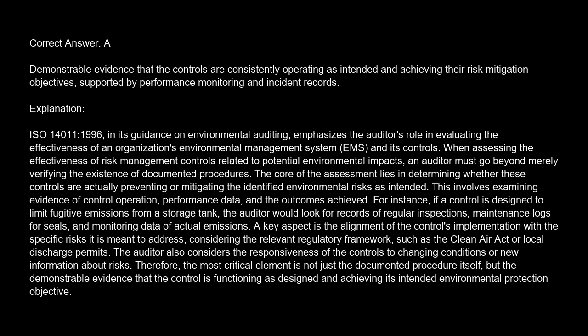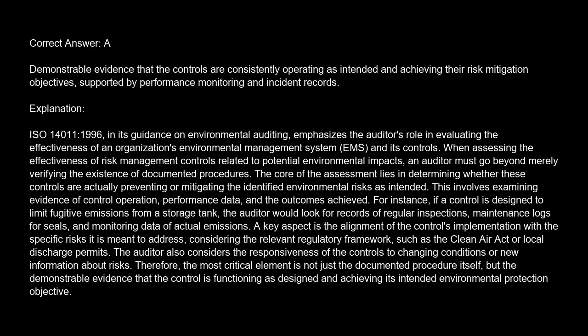This involves examining evidence of control operation, performance data, and the outcomes achieved. For instance, if a control is designed to limit fugitive emissions from a storage tank, the auditor would look for records of regular inspections, maintenance logs for seals, and monitoring data of actual emissions.